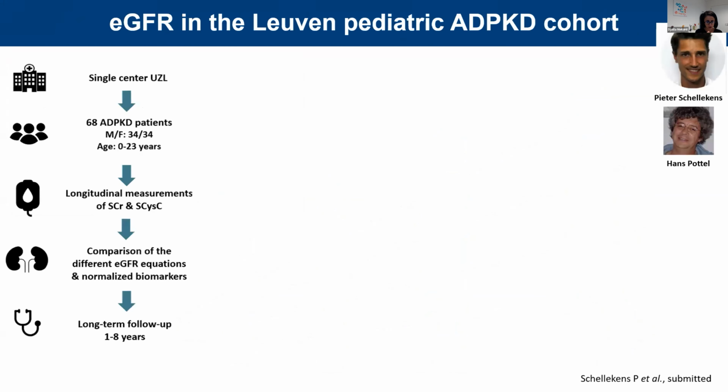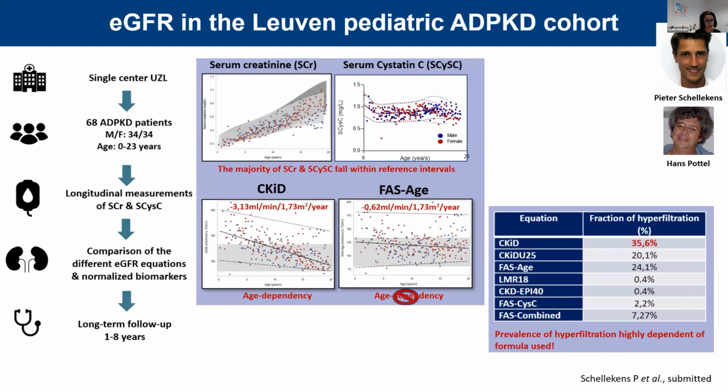So now I'm going to show you some data that we did in Leuven in our pediatric ADPKD. They are almost all unpublished. The first one is with Peter Selekens, who looked at the GFR, and we analyzed longitudinal data for almost 300 measurements, where we measured creatinine and cystatin C. And we went through all the available equations and did a comparison.